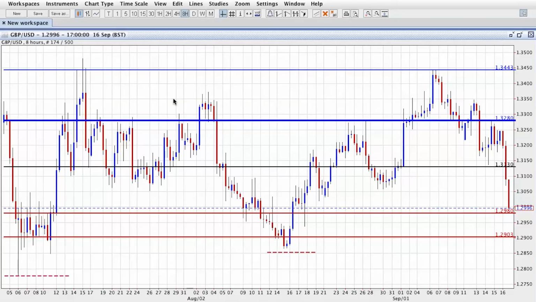Today I'll be looking at the British pound against the US dollar. I'll be discussing its recent trading history, and I'll also be trying to identify the key technical areas that we need to watch out for on the British pound.